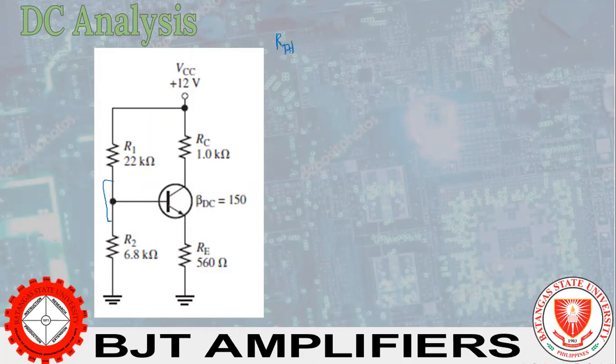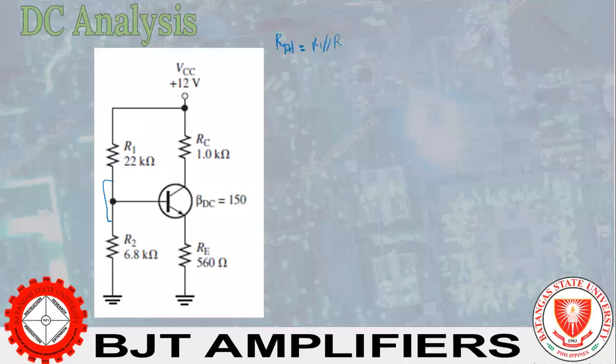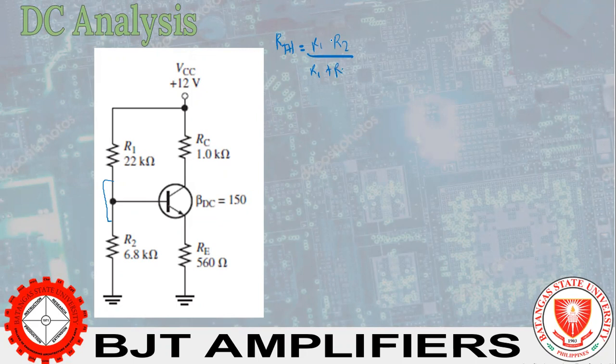So, yung RTH natin is yung ating R1 parallel natin kay R2. Napindot ko pala yung R stop share. R2 over R1 plus R2. Times pala to kasi parallel R2.